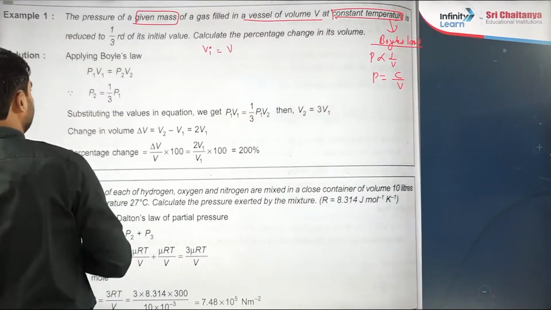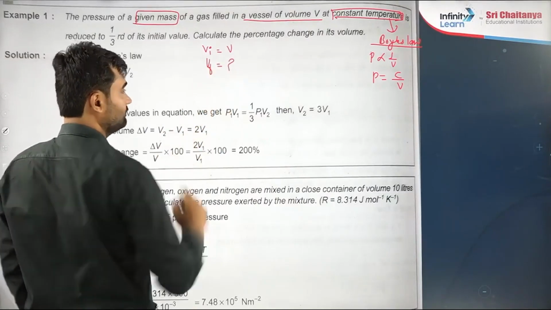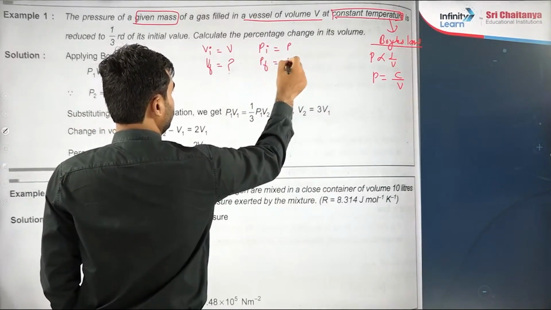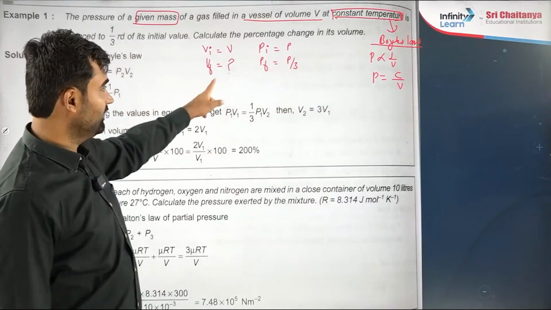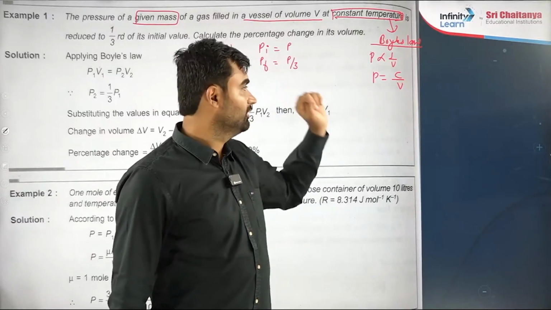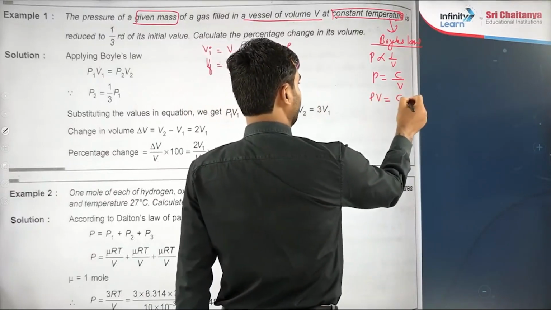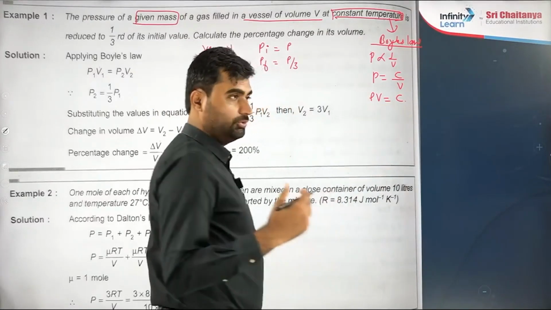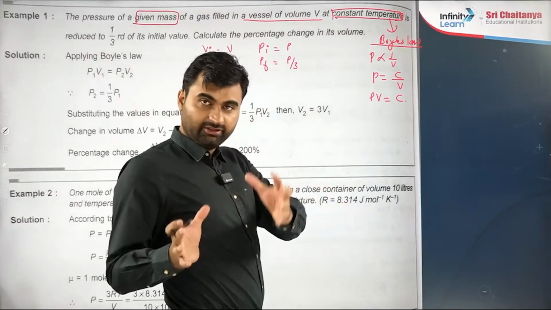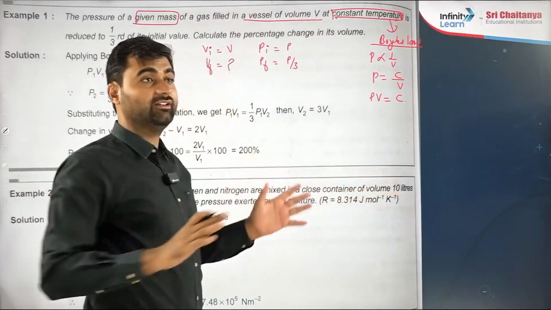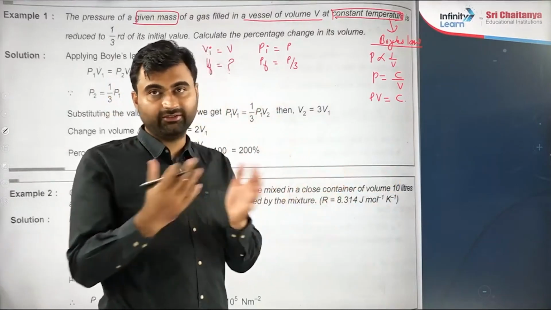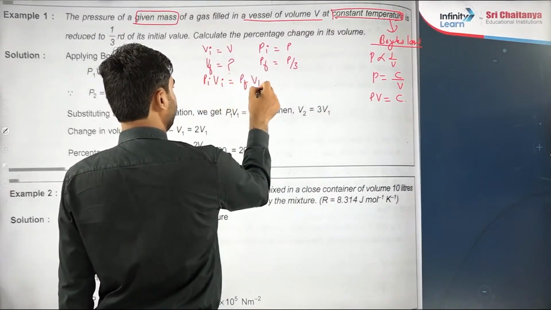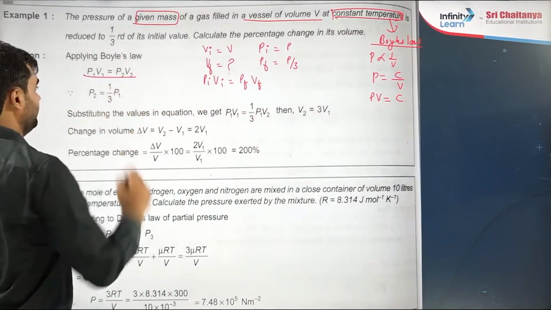So V final, we don't know. Suppose P initial is P, then P final is given P/3. So V final we can calculate by using it. Agree or not? Because PV multiple is constant. If it is constant, then PV, the product of pressure and volume, is constant, means initial equal to final. Constant means quantity is not changing, whatever it was earlier, that is now. Means P initial V initial is equal to P final V final. Right or not? This condition.